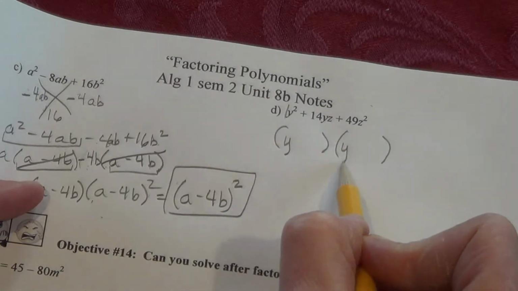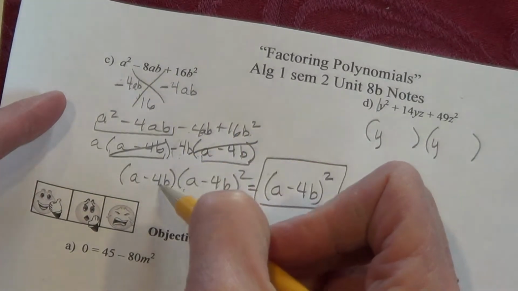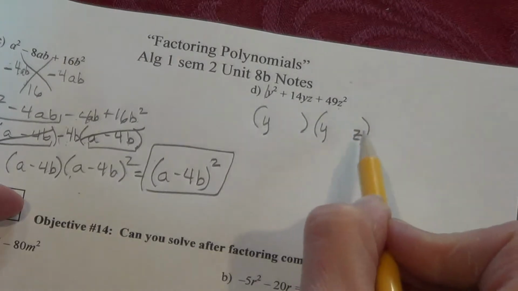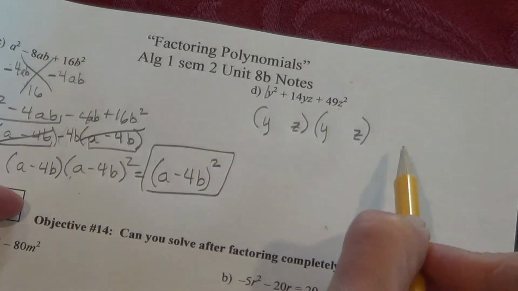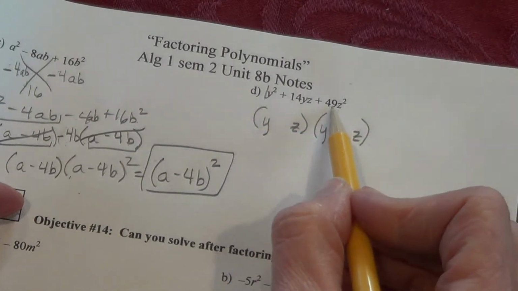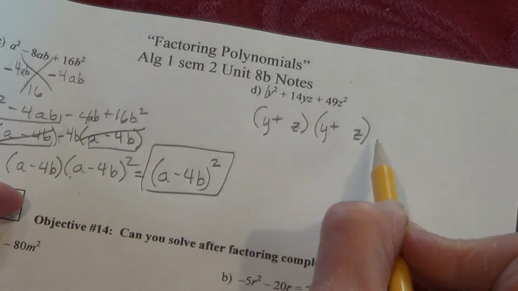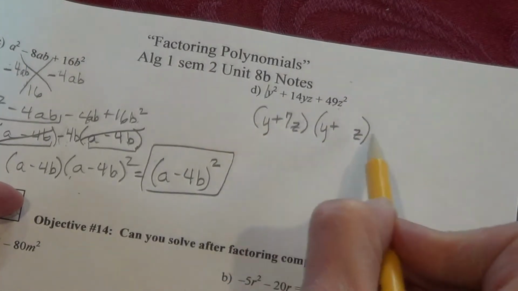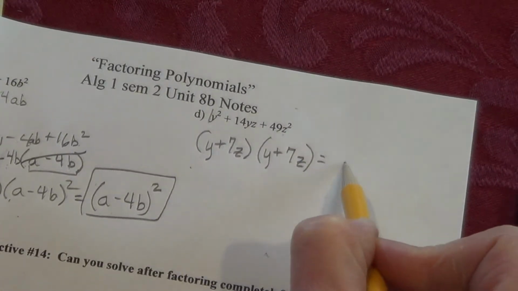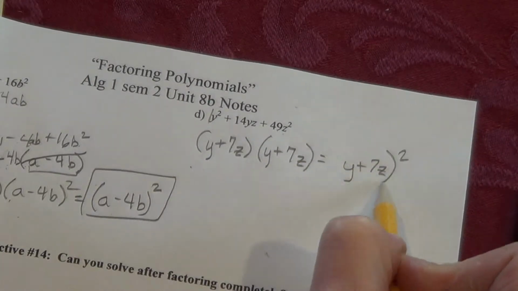y and y. Now, just like we saw in this last one, the variable was put in the back on this last part. So since it's a z squared, we'll have a z and a z. Now we ask ourselves what two numbers multiply to be 49 and add to be 14. They'd both be positive. And we say 7 and 7. That is a perfect trinomial square. So we write it as y plus 7z, squared.